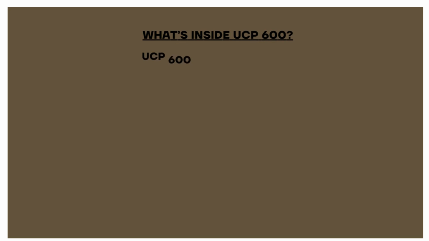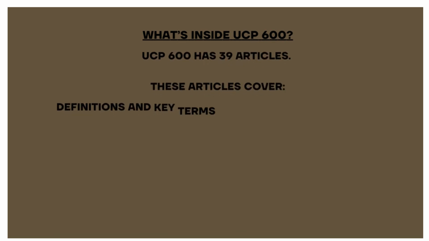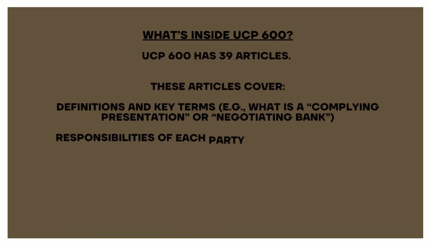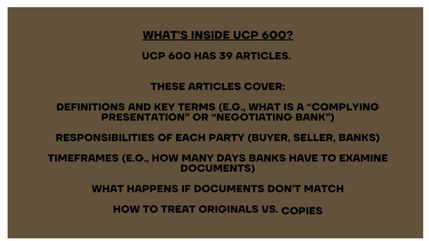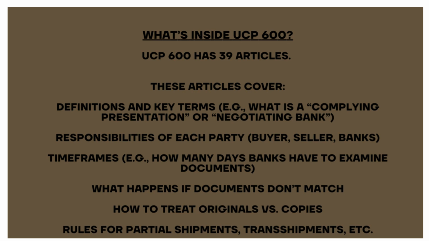What's inside UCP 600? UCP 600 has 39 articles. These articles cover definitions and key terms. For example, what is a complying presentation or negotiating bank? Responsibilities of each party, buyer, seller, banks. Timeframes. For example, how many days banks have to examine documents. What happens if documents don't match? How to treat originals versus copies. Rules for partial shipments, transshipments, etc.